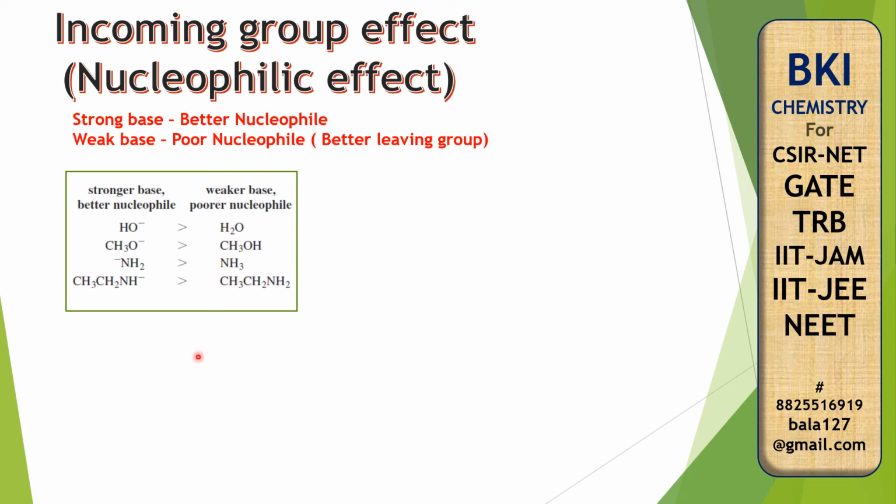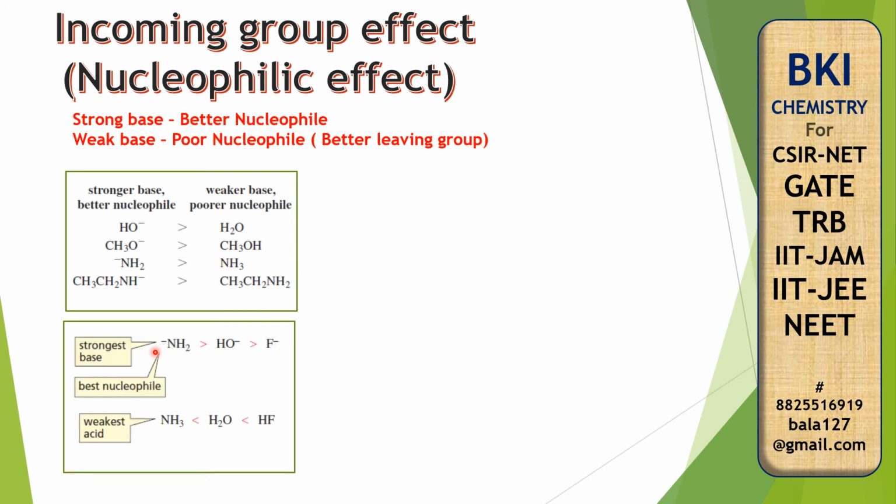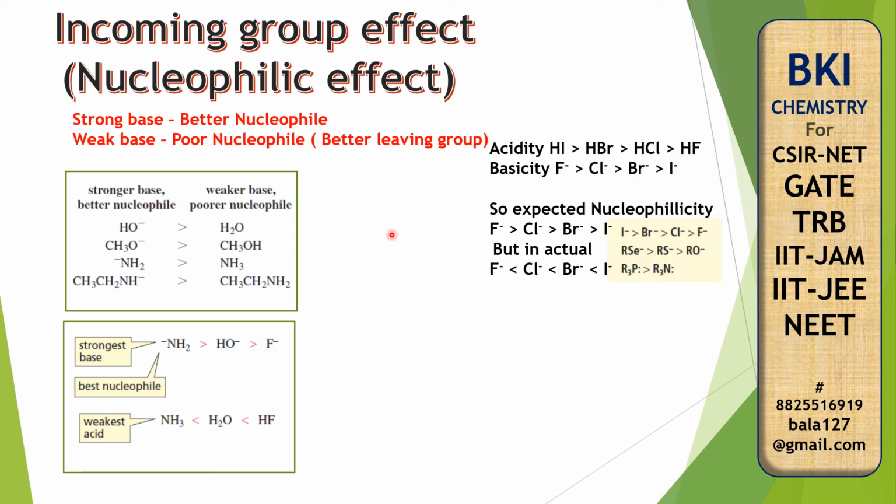In the periodic table from left to right, both basicity and nucleophilicity parallelly decrease. A carbanion is a better nucleophile and stronger base than N minus, and N minus is a stronger base and better nucleophile than O minus, and O minus is a stronger base and better nucleophile than F minus. So based on basicity, from top to bottom we expect F minus to be a better nucleophile than I minus, and I minus should be a poorer nucleophile than F minus. But in actuality, it follows the opposite trend. I minus behaves as a better nucleophile and F minus behaves as a poor nucleophile.